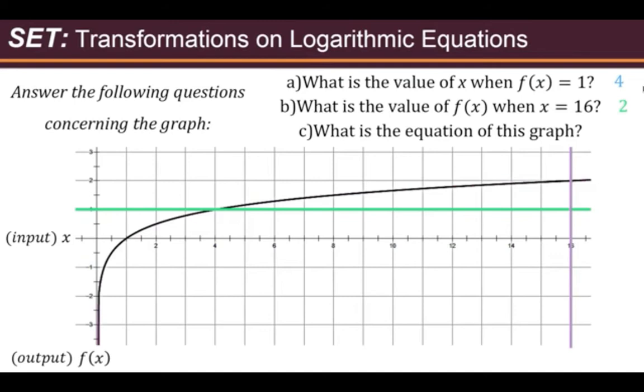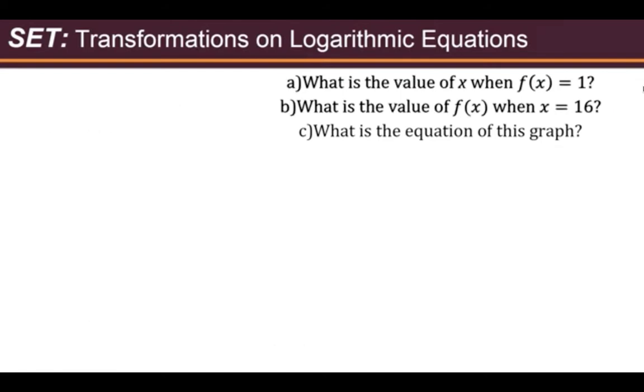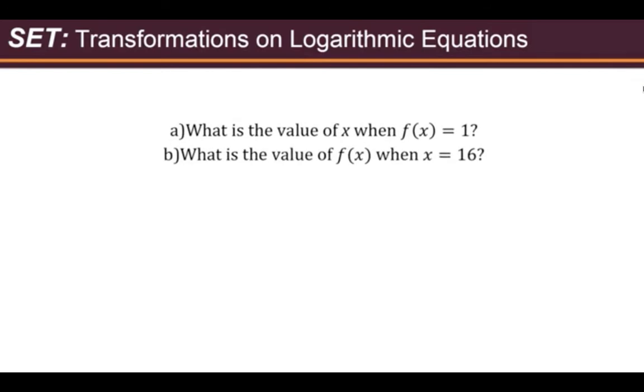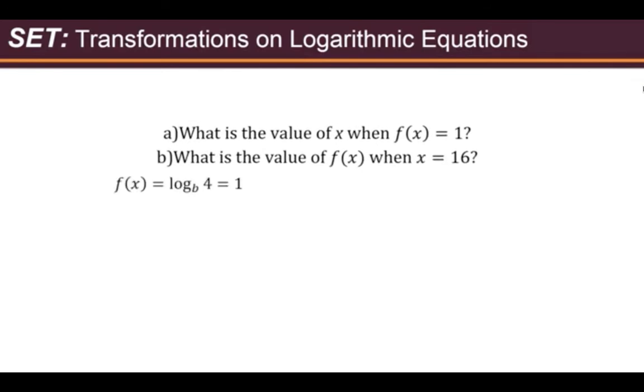We know that our equation is f of x equals log base b of x for some b, so we just need to determine what b is. From our answers to the first two questions, we know that f of x equals log base b of 4 is equal to 1, and f of x equals log base b of 16 is equal to 2. If we rewrite these as exponential equations, then we have b to the 1 equals 4, and b squared equals 16. Therefore, b equals 4. So, the equation of the graph is f of x equals log base 4 of x.